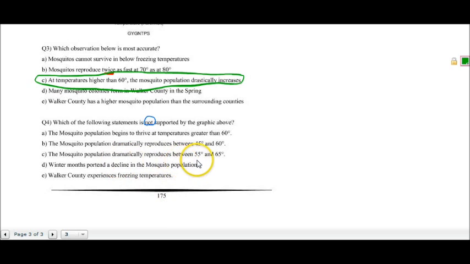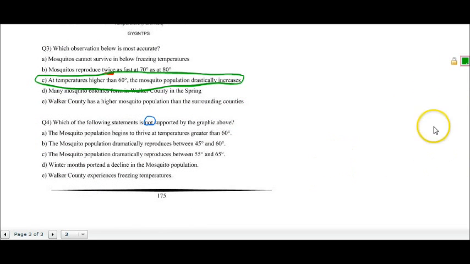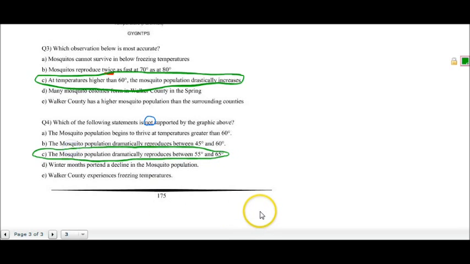The mosquito population dramatically reproduces between 55 and 65. So let's come down here and we say 55 is right there and 65 is right there. 55 is somewhere between 11 and 18, and then 65 is somewhere between 78 and 81. So that is dramatic. So again, our answer is going to be C. The mosquito population dramatically reproduces between 55 and 65, because we see that. Then let's go down and look at D.